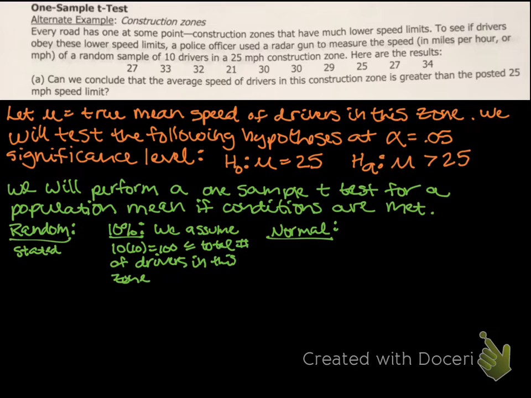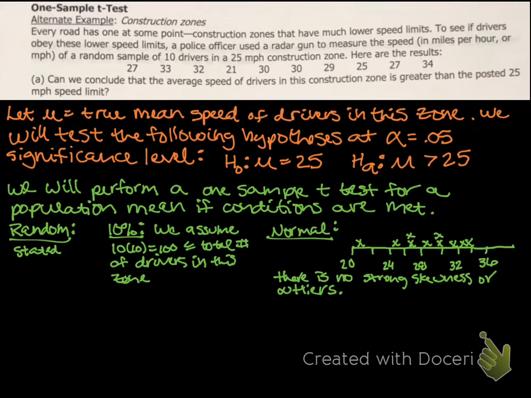Normal. We don't know that the population was normal. They didn't tell us that. We're only doing 10, so that's definitely not greater than or equal to 30. So we must draw a dot plot. There's a dot plot. I don't see any strong skewness or outliers, so I'm going to proceed.